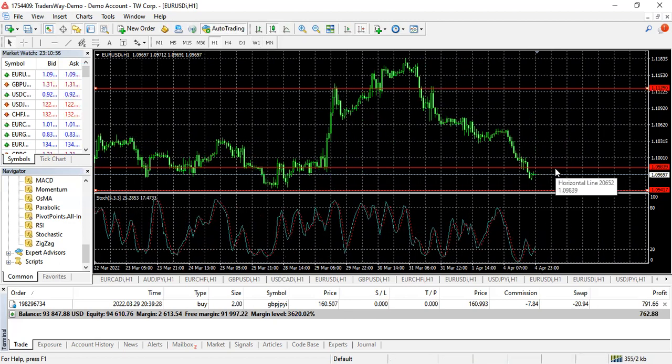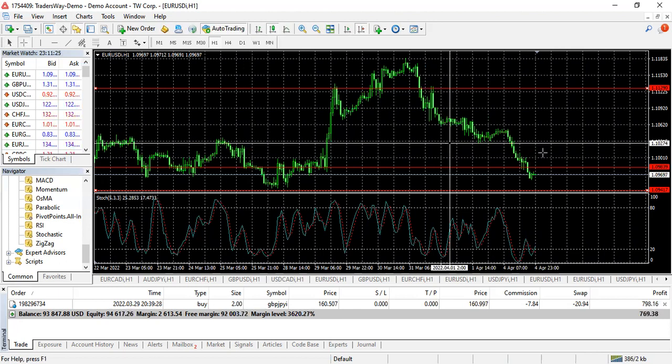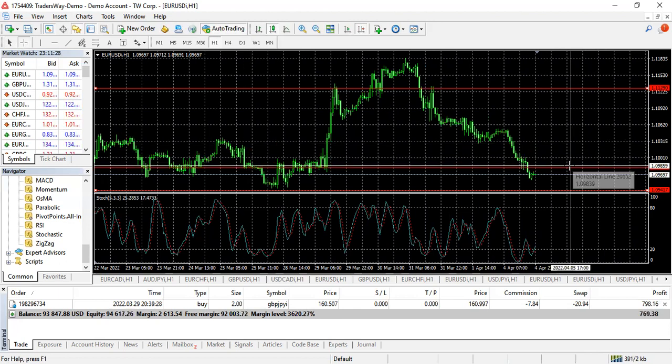I will not just enter this kind of trade straight. I will have to know how much I will be able to lose if the market goes against me, and if the market goes in my favor, how much profit I will make from this particular trade. So we need to know how to calculate this. First of all, I'll take my tools here.